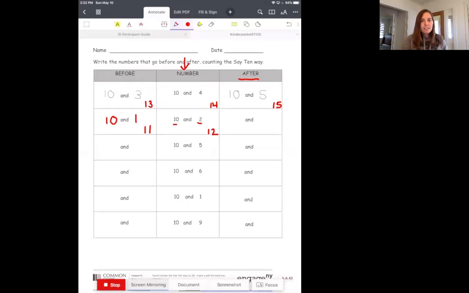So we have 11, 12. What number comes after 12? 13. So in the number 13, how many groups of 10 do you have? One group of 10. And how many ones? 3 ones.